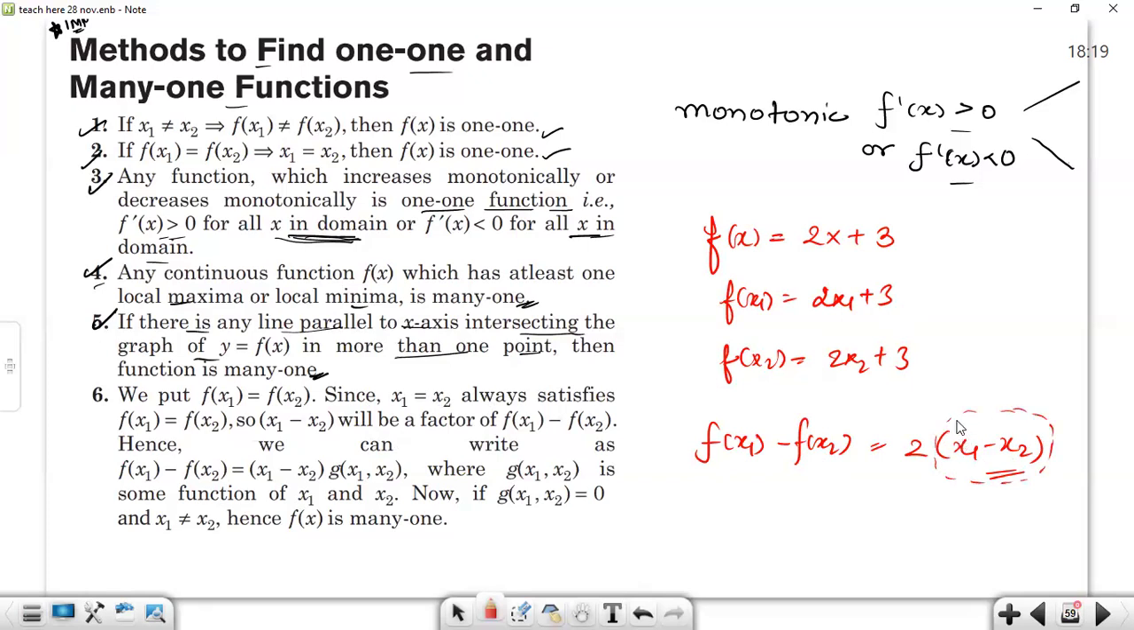Is that clear? Yes, sir. Because this is simply multiplying by 2. So f of x1 minus f of x2 is a multiple of x1 minus x2, so this is the factor. In other terms, when we write 4 as 2 into 2, 2 is a factor of 4. Similarly, x1 minus x2 is a factor. Clear? Yes, sir. Okay.